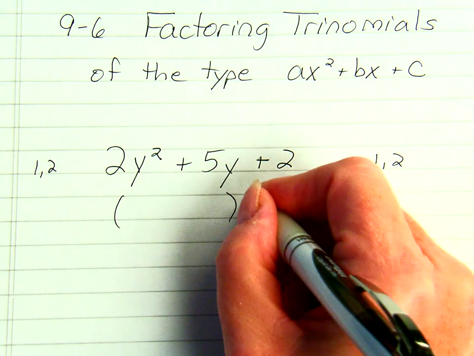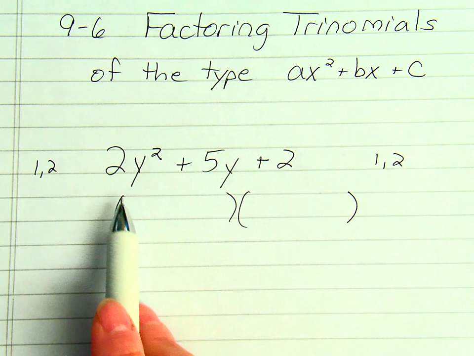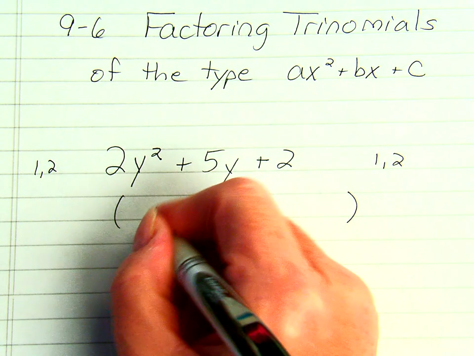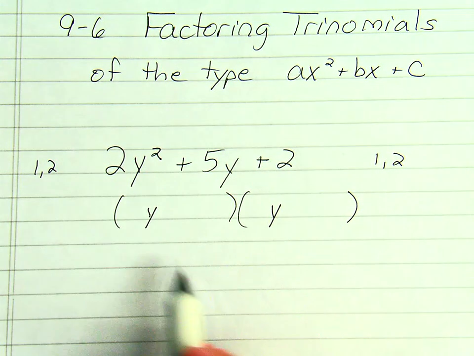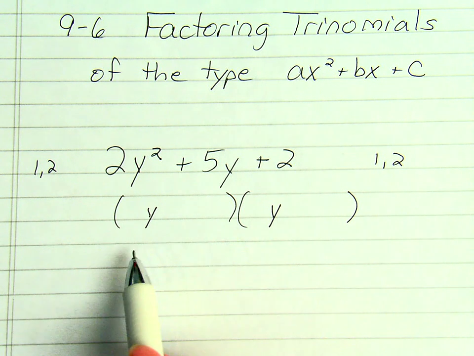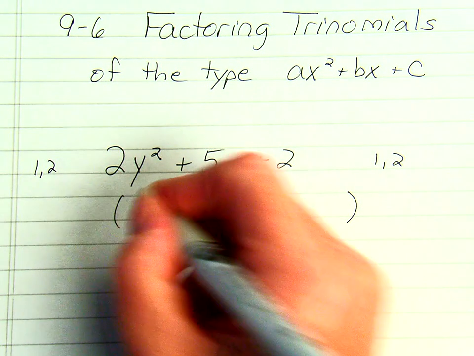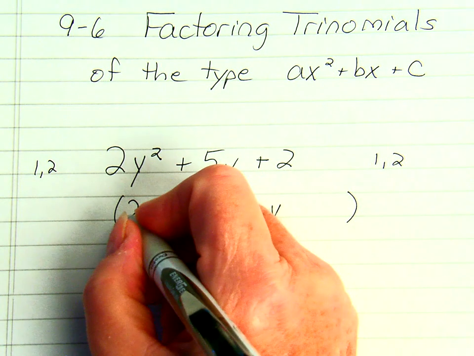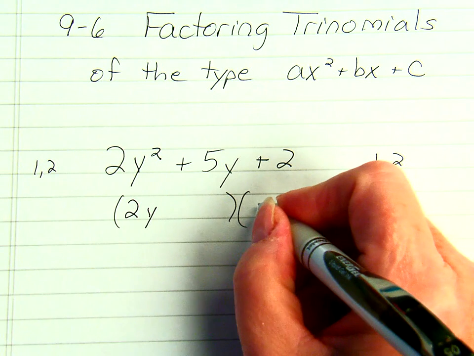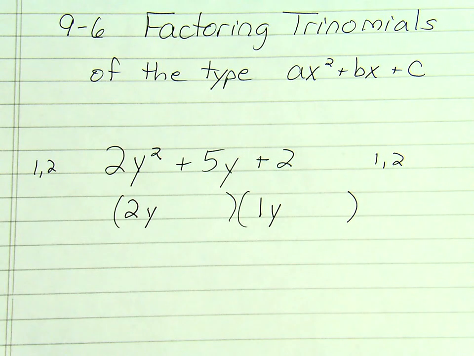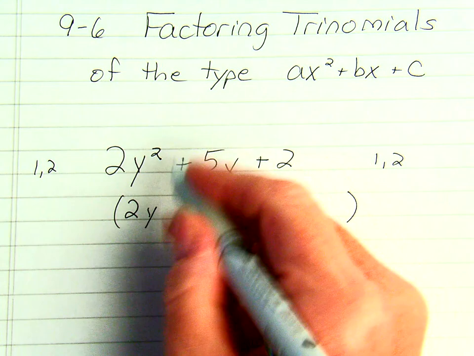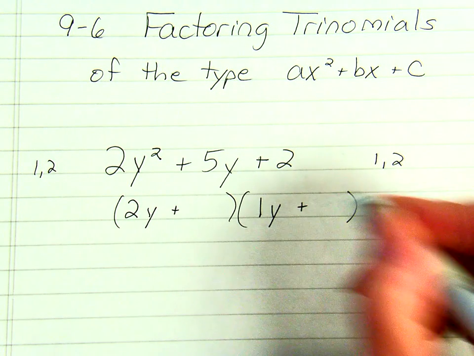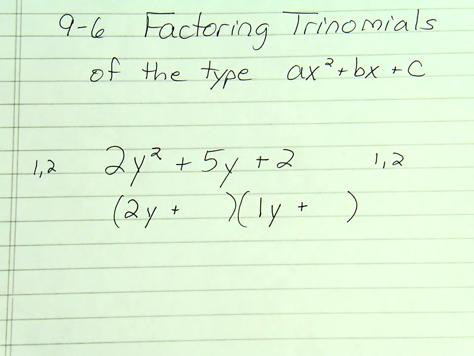So here are my parentheses. I know that I have to have y in each one of these. Notice I'm leaving space here, okay? And what I'm going to do is I'm going to put the 1 in. We don't need to do that, but just for today, I'm going to put this in. Here's the 2y, and then here's the 1y, okay? We always have to start with this. We see that we've got 2 positives, so we know that both parentheses are plus.